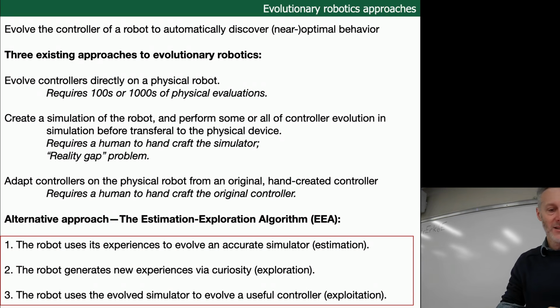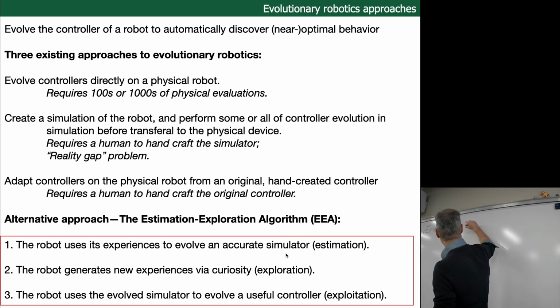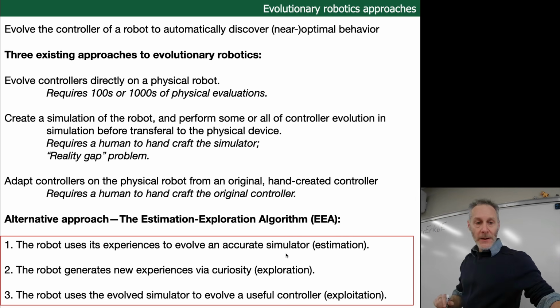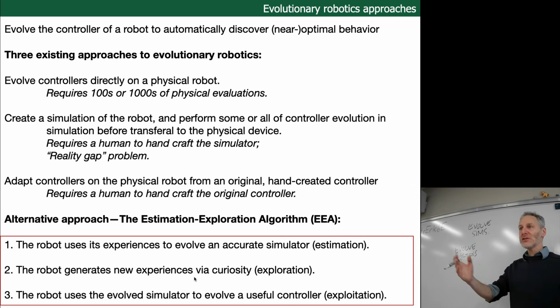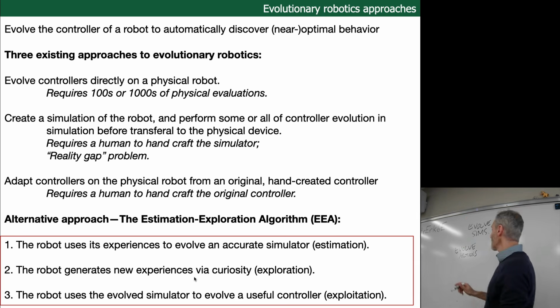And I started last time by sketching out the overall structure of this project. Inside this project, you're going to see that there are three evolutionary algorithms operating. One is going to be evolving simulators. A second evolutionary algorithm is going to be evolving actions, and these actions are going to be evolved such that they give the physical robot more experiences and allow it to learn more about its reality.